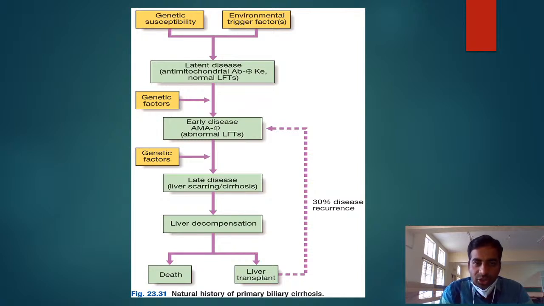So pathophysiology, you have genetically susceptible patients along with environmental and trigger factors, and with AMA positive, antimitochondrial antibody positive, LFTs can be normal. So if the genetic factors are susceptible, then in early disease you can see AMA positive and abnormal LFTs. If the genetic factors are still significant and you don't treat early, then the patient may progress to cirrhosis or stage 3, that is fibrosis. Then liver decompensation, ultimately death. Liver transplantation is the only mode of treatment.